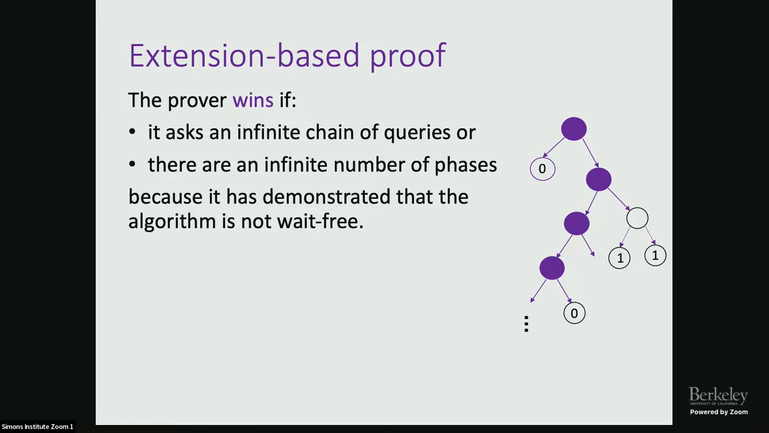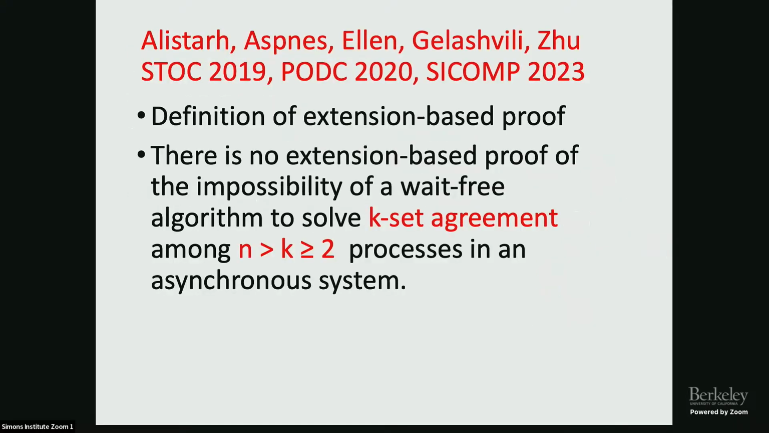Now note that a valency argument is an example of an extension-based proof. Okay, so what we did, besides giving a definition of an extension-based proof, is we proved that there is no extension-based proof of the impossibility of a wait-free algorithm to solve k-set agreement for k greater than or equal to 2 among more than n processes. Our approach was to adaptively construct an adversarial algorithm that wins against every prover. So it's sort of a flip of our normal adversary arguments.